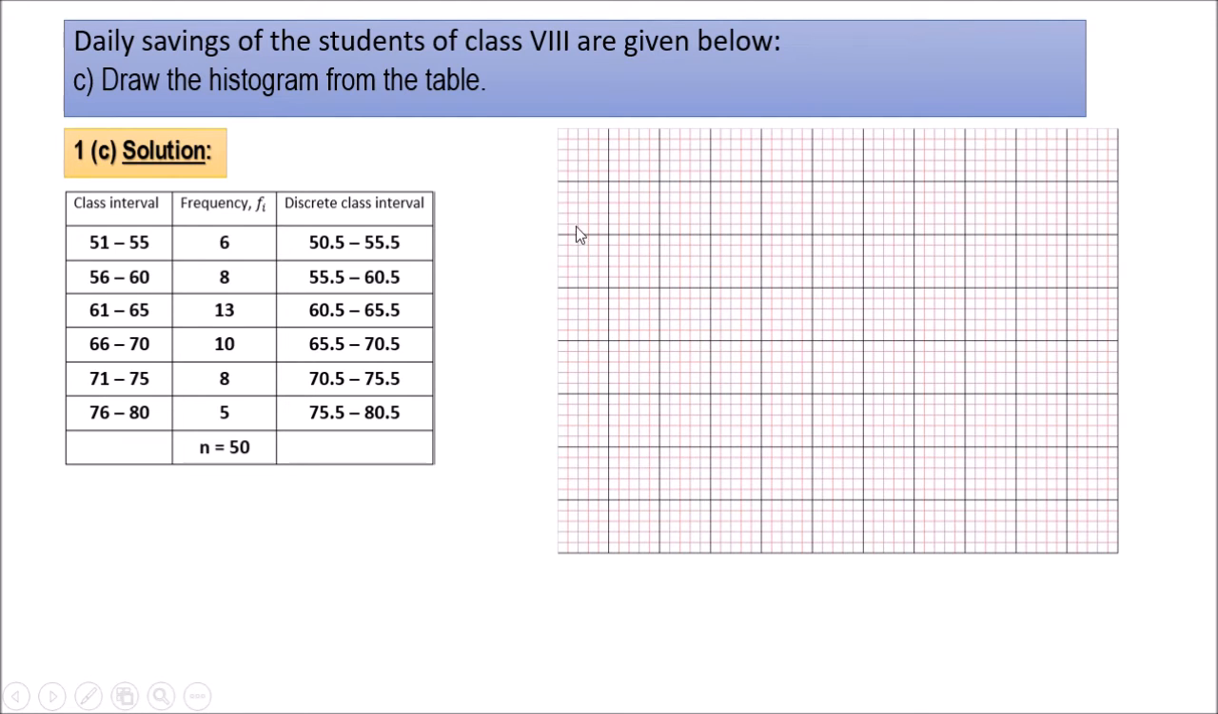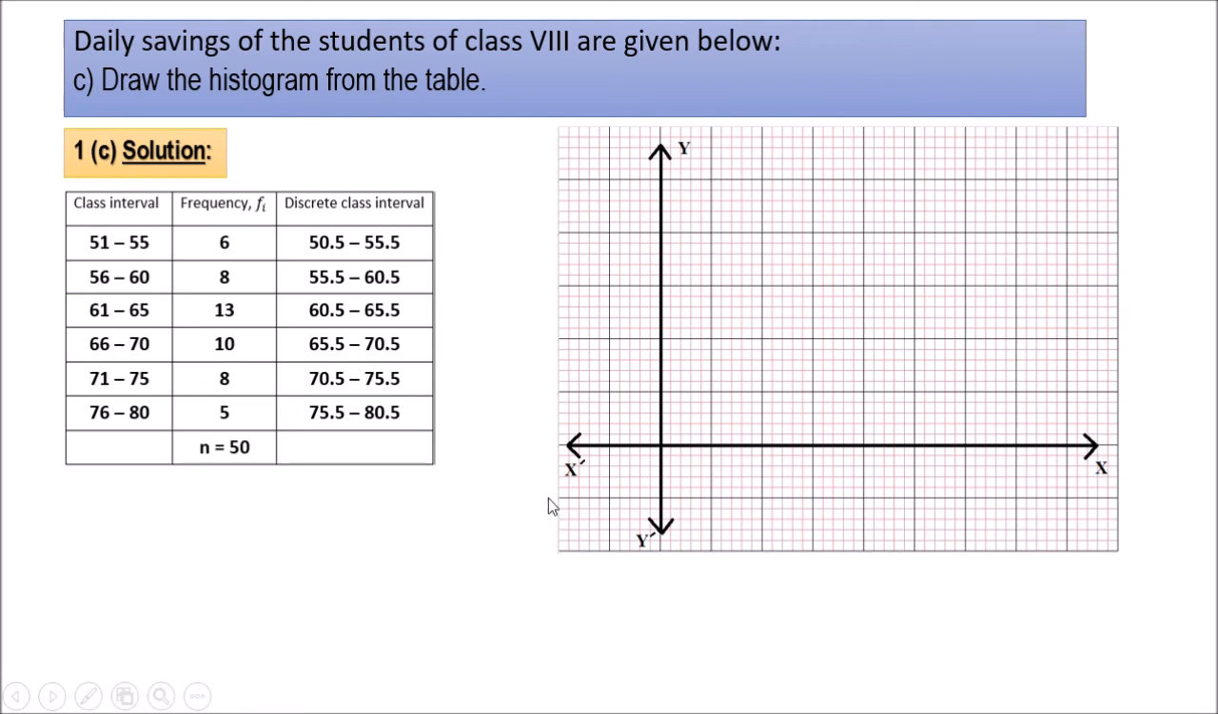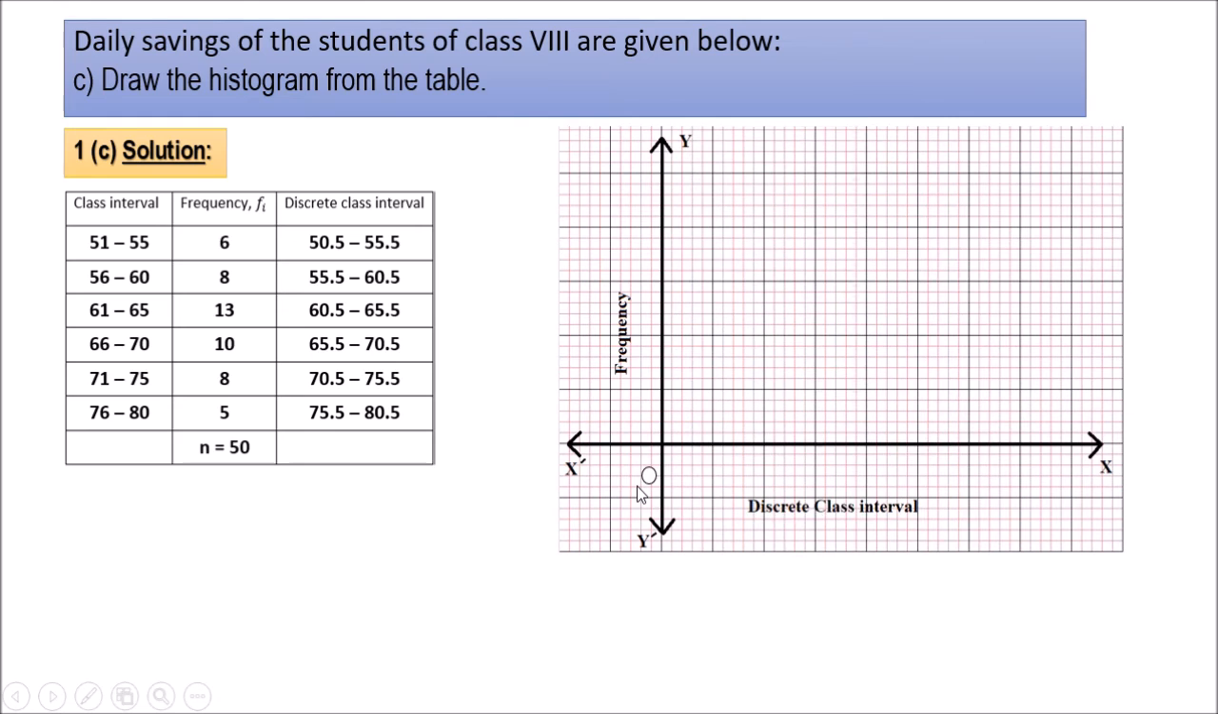So here is the graph paper. You can see the screen. The graph paper has lots of lines. At first you have to draw the axes. So here is your axis. X dash is your x axis and Y dash is your y axis. I am drawing all the discrete class intervals here on the x axis and frequency on the y axis.